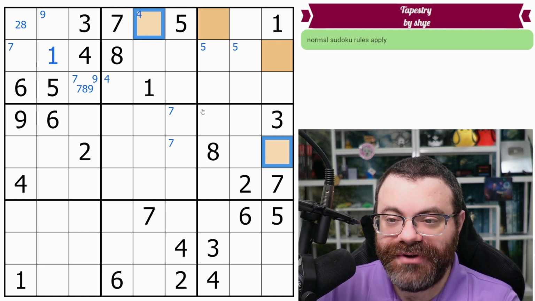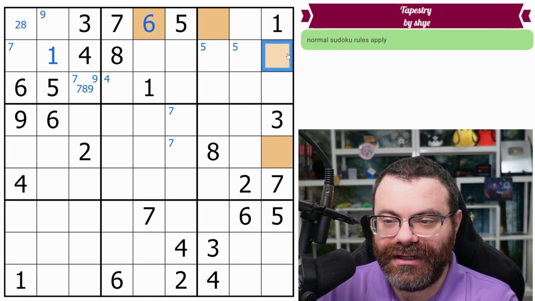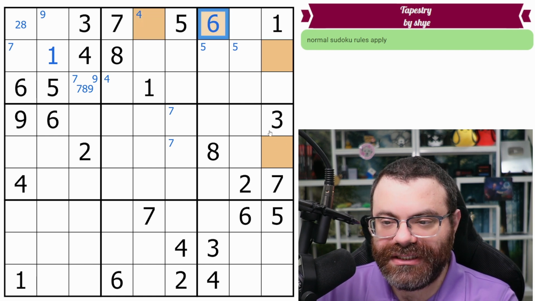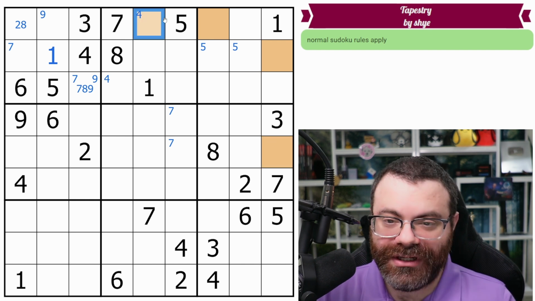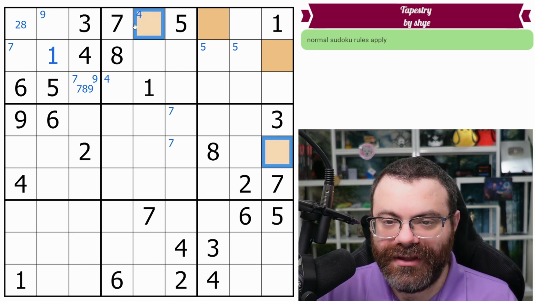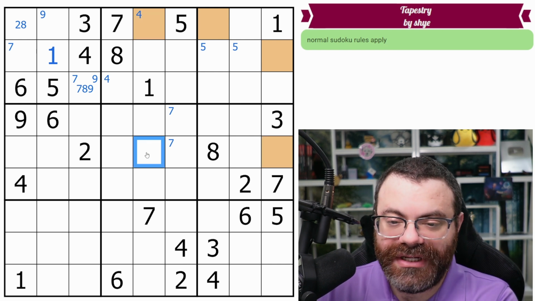Because there are 3 scenarios that could happen. We could have a 6 here and here. We could have a 6 here and here. Or we could have a 6 here and here. Every single one of those had a 6 in one of these two. Therefore, one of these two is a 6. At least one of these two is a 6, which then eliminates 6 from this cell.